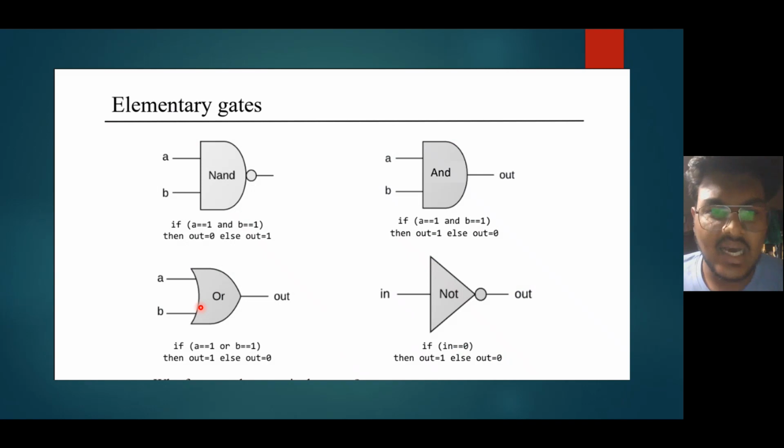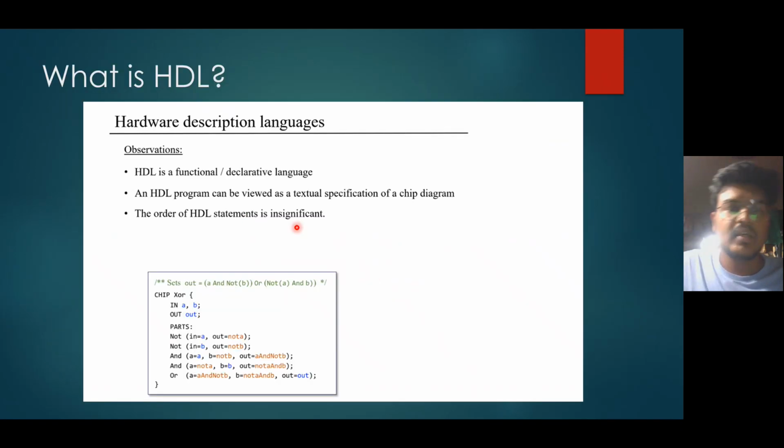Now the elementary gates are NAND, AND, OR, and NOT. Gates are nothing but the logic in a symbolic form. For example, for the first one, NAND, NAND is nothing but the inverse of AND. So if I say A is 1, B is 1, then the answer for AND will be 1. But in NAND, the answer gets inverted and will be 0. And OR and NOT gates work the exact same way I just told in the previous slide.